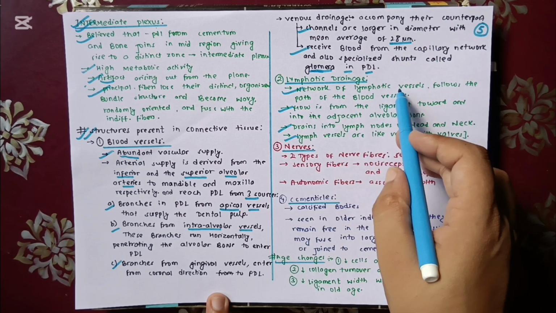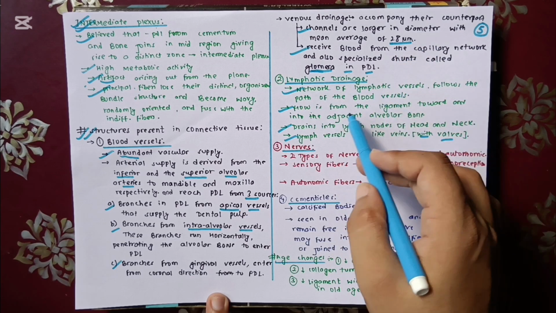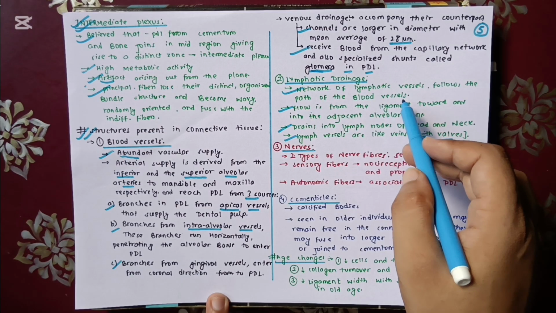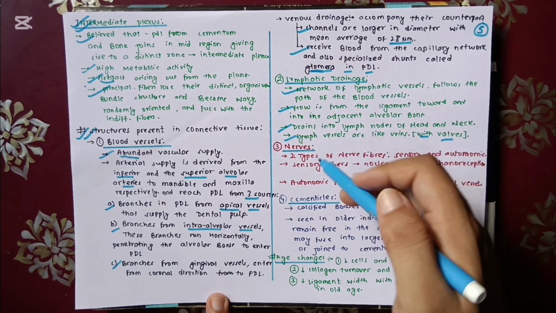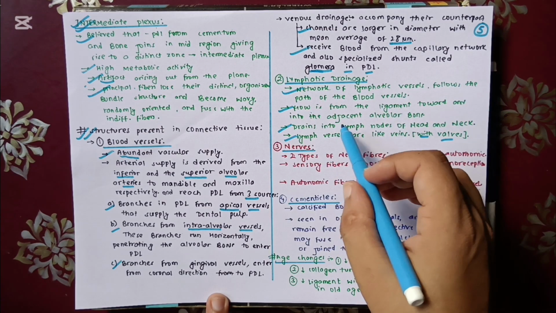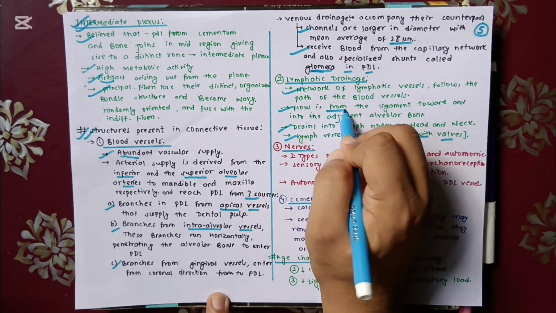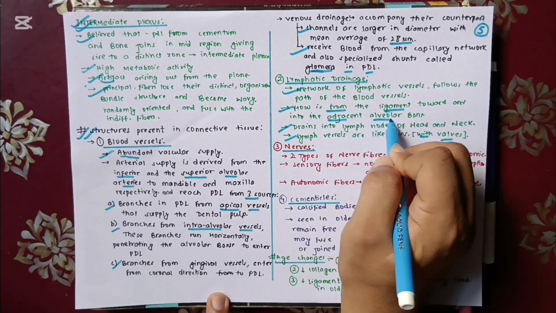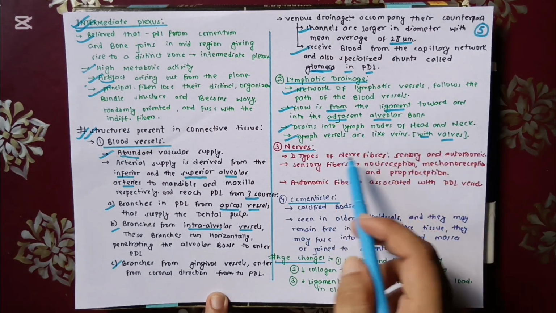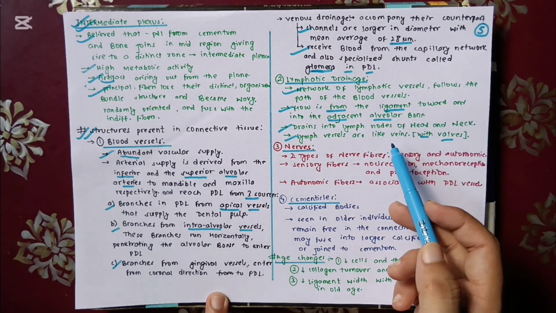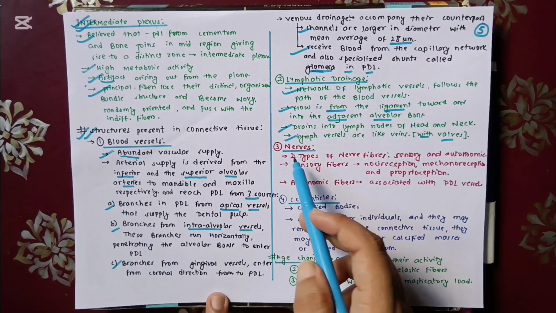So the lymphatic drainage: the lymphatic vessels accompany the blood vessels, and they drain the lymph to the lymph nodes of the head and neck. They flow from the ligament towards the adjacent alveolar bone, and they are quite similar to the veins. After that, the third content is the nerves.